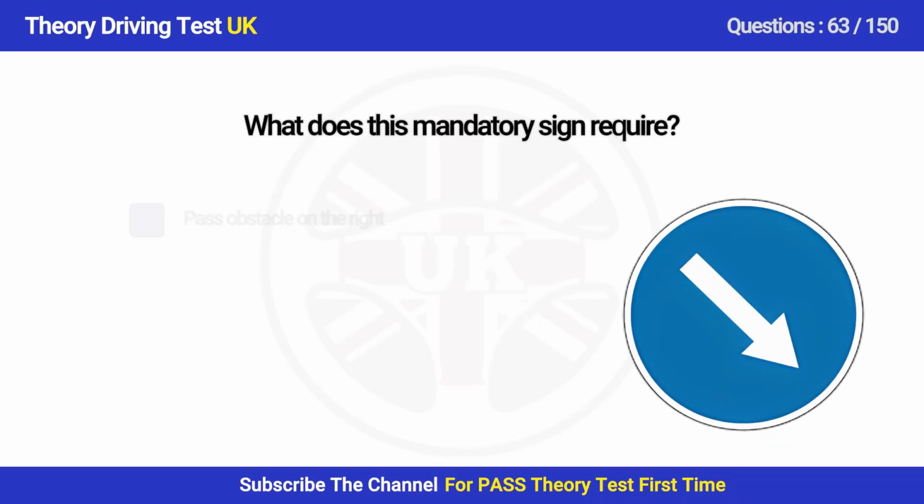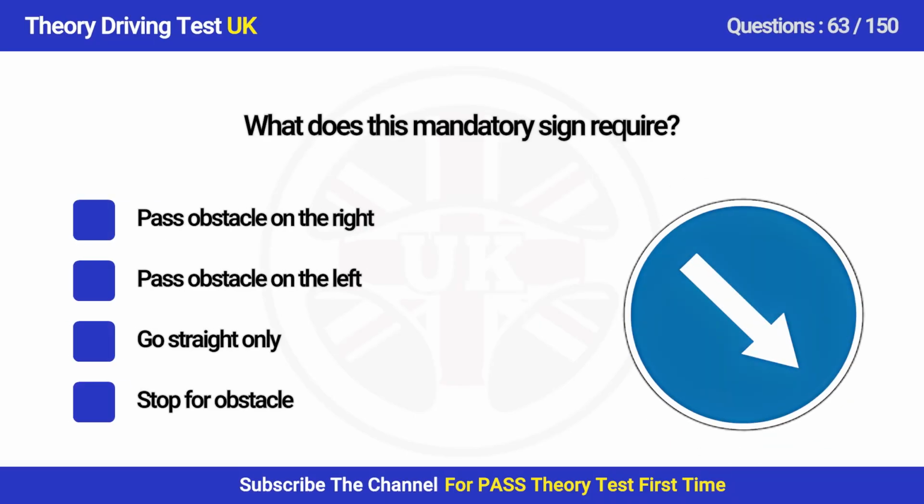Question 63. What does this mandatory sign require? A. Pass obstacle on the right. B. Pass obstacle on the left. C. Go straight only. D. Stop for obstacle.